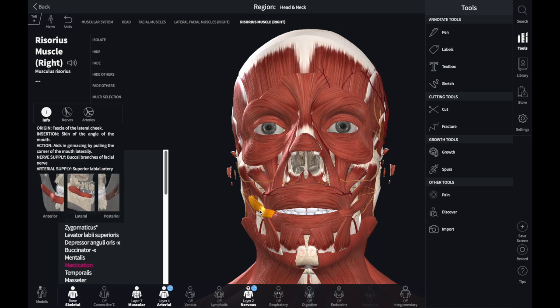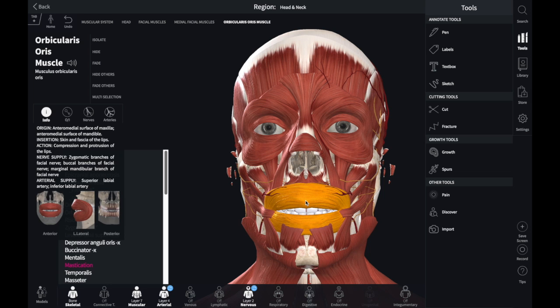The Risorius, its origin is the tissue of your cheeks. The insertion is the corner of your mouth or your lips, the skin. Collectively, these three muscles are involved in smiling. This one pulls the lips to the side, this one lifts it at an angle, and this one will lift it upward.